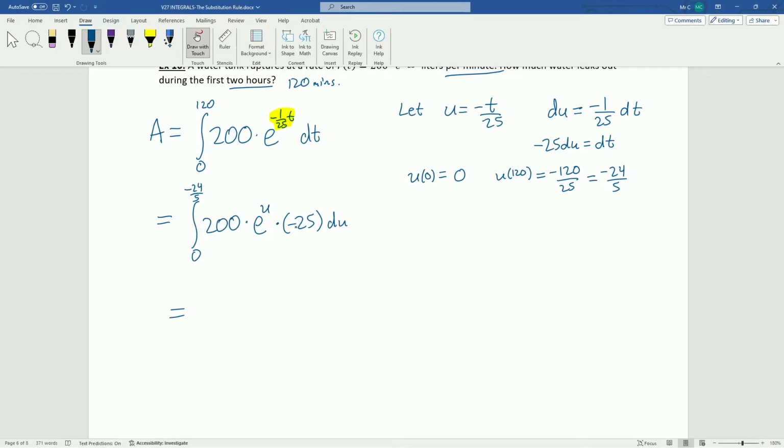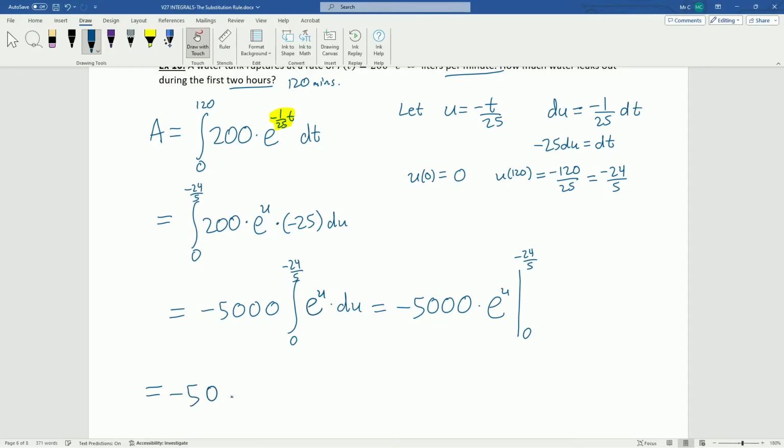Okay. Now we've got 200 times negative 25. So 200 times 5 is 1,000, so that's going to be 5,000. So negative 5,000, and I'm going to pull that constant in front of the integral. And all that's left inside is e to the u du. So this becomes negative 5,000 times e to the u evaluated from 0 to negative 24 over 5. That's negative 5,000 times e to the negative 24 fifths minus e to the 0.